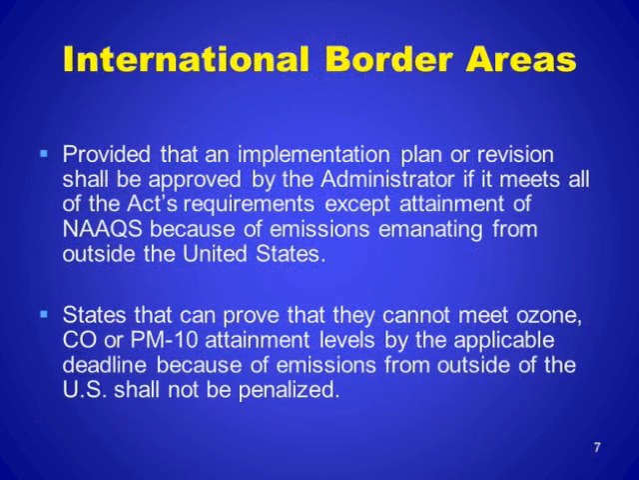International border areas. This provision provided that an implementation plan or revision shall be approved by the administrator if it meets all of the Act's requirements except attainment of the NAAQS because of emissions emanating from outside the United States. States that can prove that they cannot meet ozone, carbon monoxide, or PM10 attainment levels by the applicable deadline because of emissions from outside of the U.S. shall not be penalized. The next title of the 1990 Clean Air Act amendments was Required Clean Air Research.